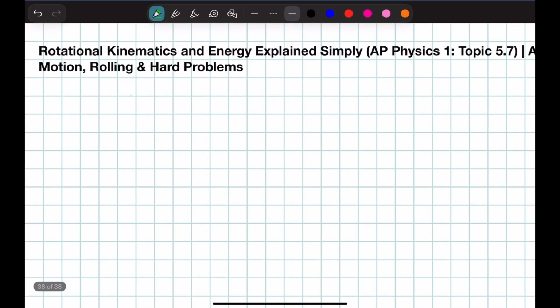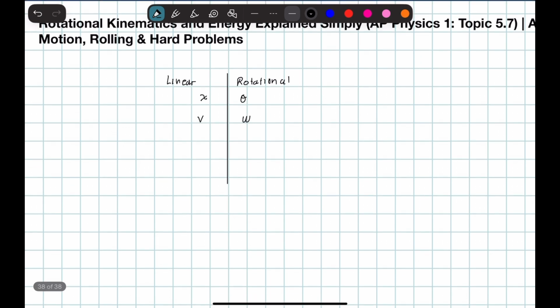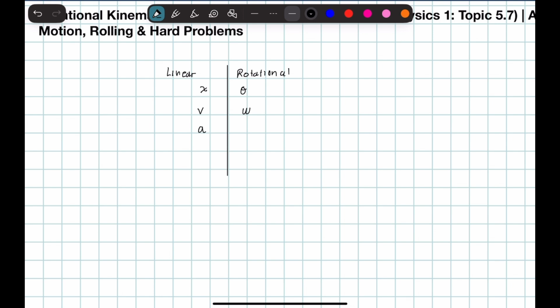So let's look at the equivalencies between these two forms. We have linear, or translational, and rotational. So you have x and theta, v and omega, and a and alpha. So this is angular displacement. This is angular velocity and angular acceleration.